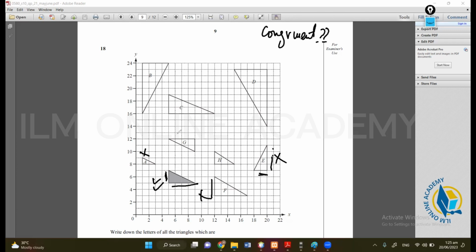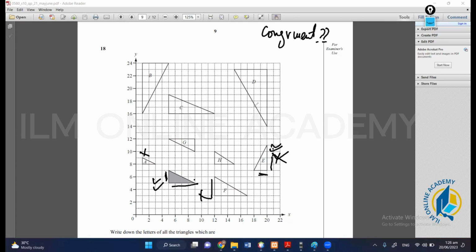No, this is not possible. So, no, it's 1, 2, 3, 4. Yes, this is possible. It's possible, right? One, two, yes. It's the congruent triangle. If we talk about this, 1, 2, 1, 2, 3, no, not possible.